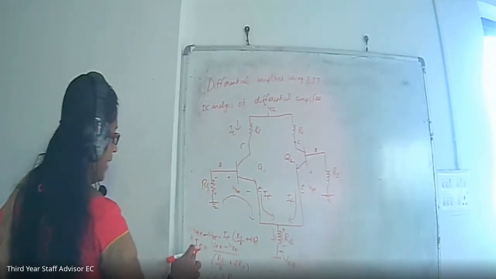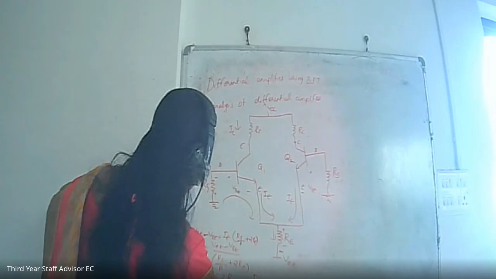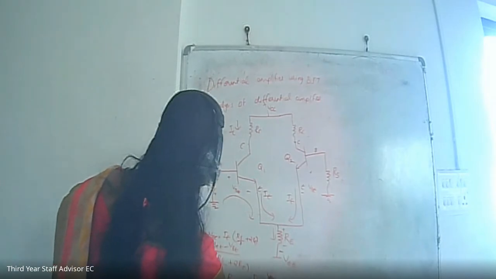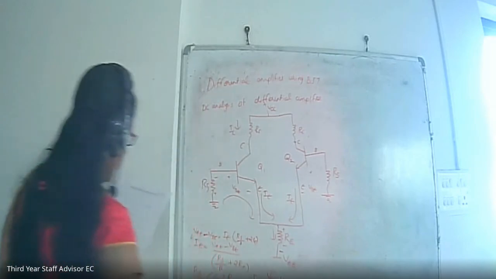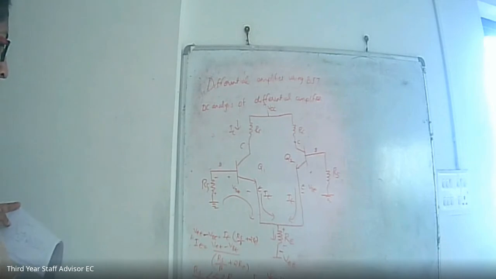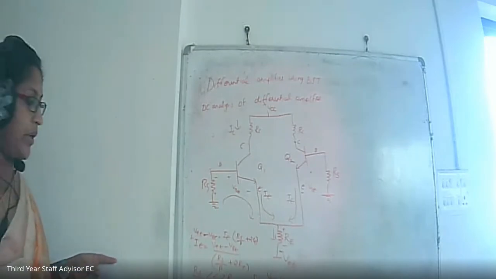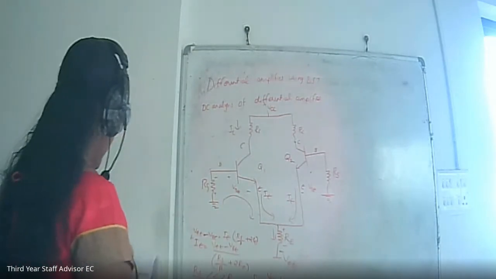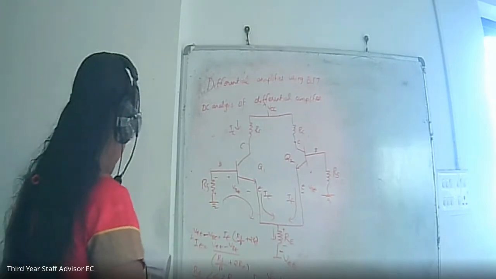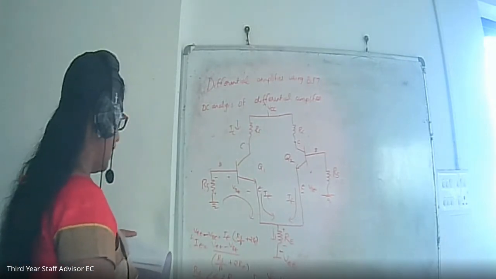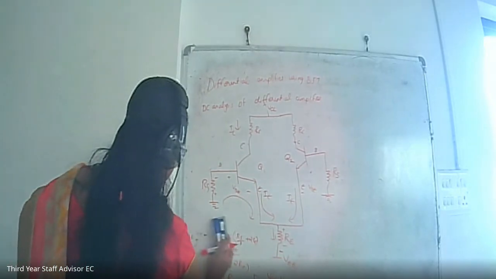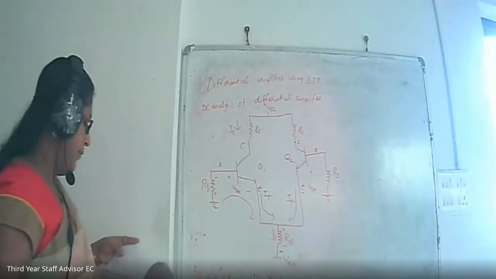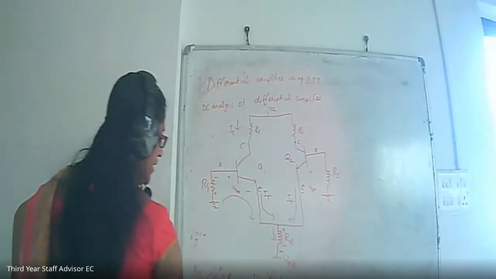So what will be IE? We can write IE equal to VEE minus VBE divided by 2RE. So that is the important equation, the equation for IE. From the above equation, for known values of VEE, the emitter currents of Q1 and Q2 are determined by RE. So this is the equation for emitter current.